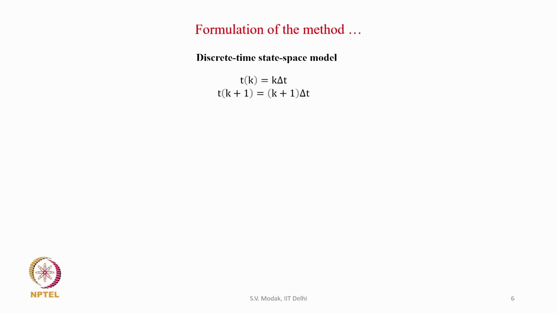Let us now consider two consecutive time instants. You can see this is the time axis, and these are the discrete samples. We consider the time instant t k, and then the time instant t k plus 1. The time interval between the instants is delta t. So t k is given by k into delta t, and t k plus 1 is equal to k plus 1 delta t. These are two consecutive time instants.